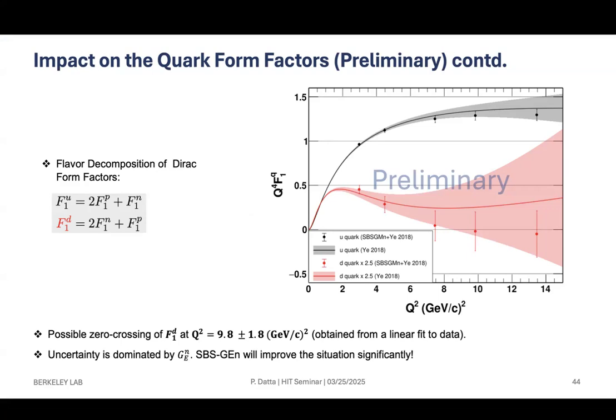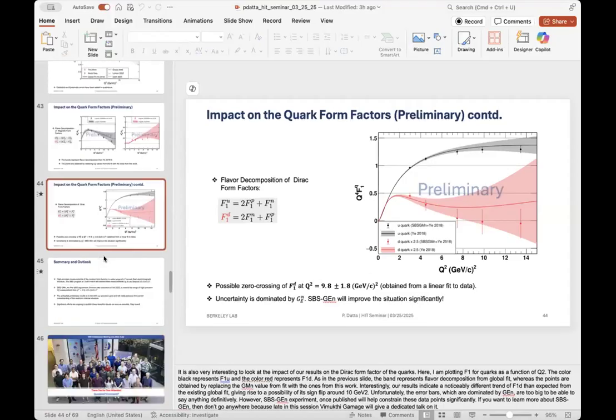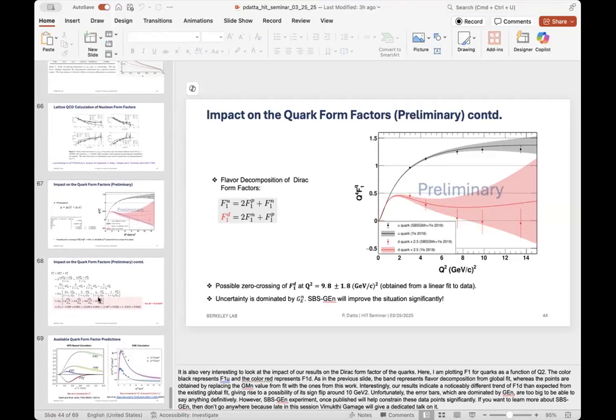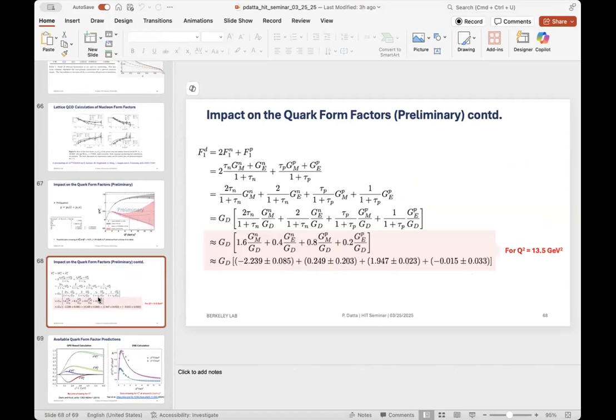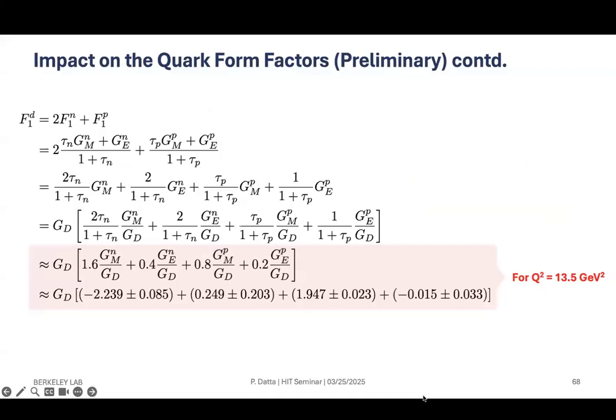Right. I can just show you the individual contributions. It's probably hard to see, but this is what goes into the F1D calculation, and you can see how much each part contributes to it. The biggest contribution comes from GMN. And then GEN is very small, but the uncertainty of it is huge. Yes, so that's what.